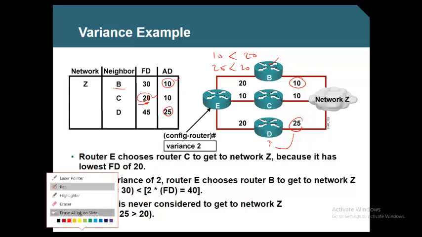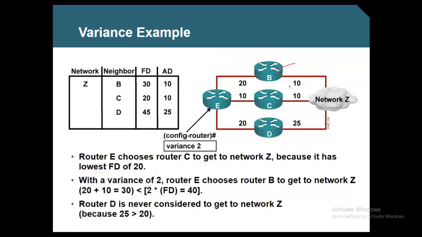If I put 2, what is the answer I get? Oh, you answer my question only, sir, please. If I put variance 2, what is the answer I get? 20 multiplied by 2 is 40, isn't it?